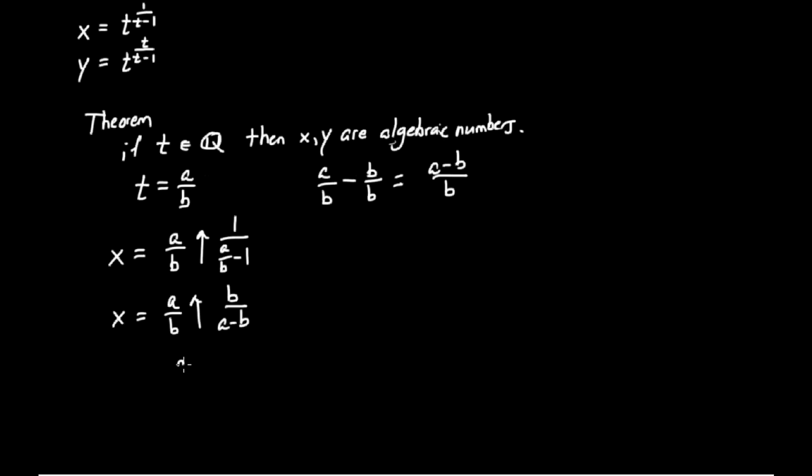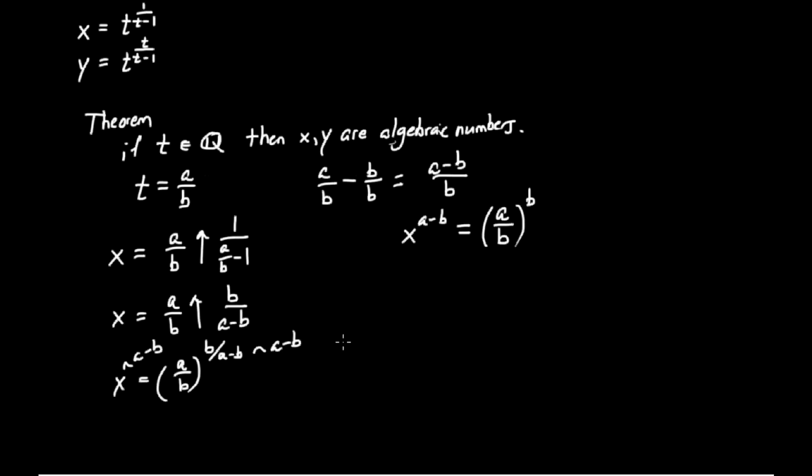And now let me convert this back to our usual notation. A over b to the power of b over a minus b. This is equal to x. Now what we're going to do, I'm going to raise both sides to the a minus b power. So let me write that there. Raise it to the a minus b power. So what I'm going to get is x to the power of a minus b is equal to a over b raised to the, what's left, b power.